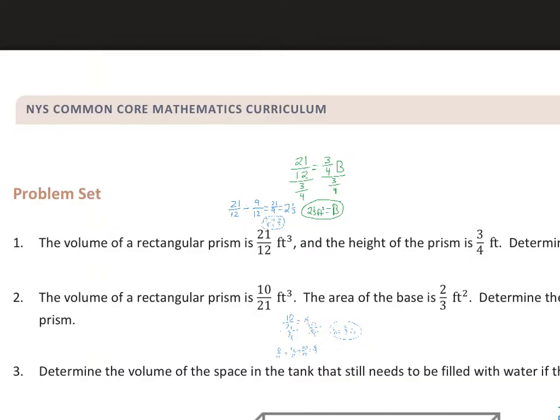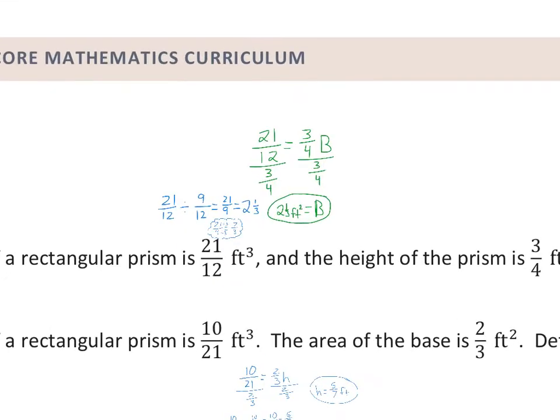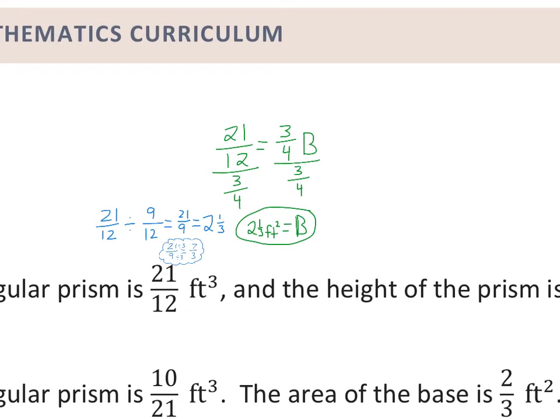So number one, I have that our volume is going to be base times height is our formula we're using. And since we know what the volume is, it's 21/12. That's going to be 3/4 times the base. So we're just going to divide by 3/4 to cancel that out and leave us b. And when we do 21/12 divided by 3/4, which is equivalent to 9/12, then I can just do 21 divided by 9, which is 21/9, or 2 1/3.